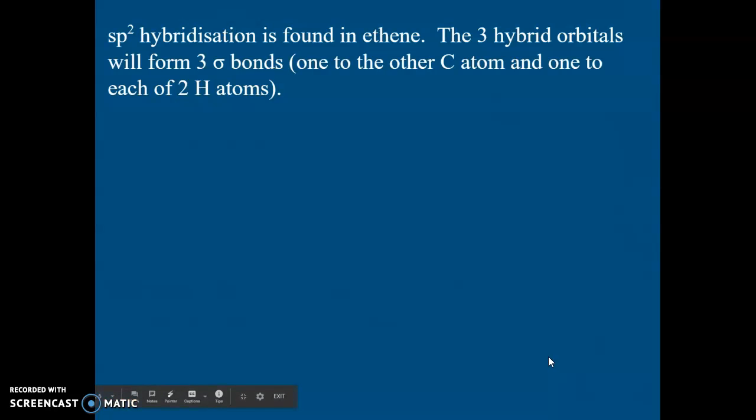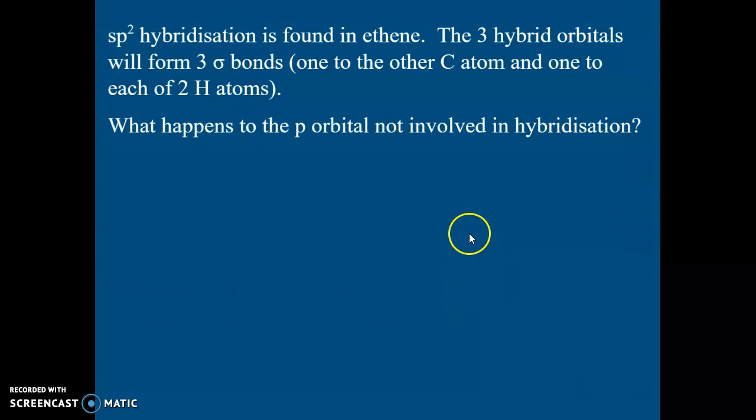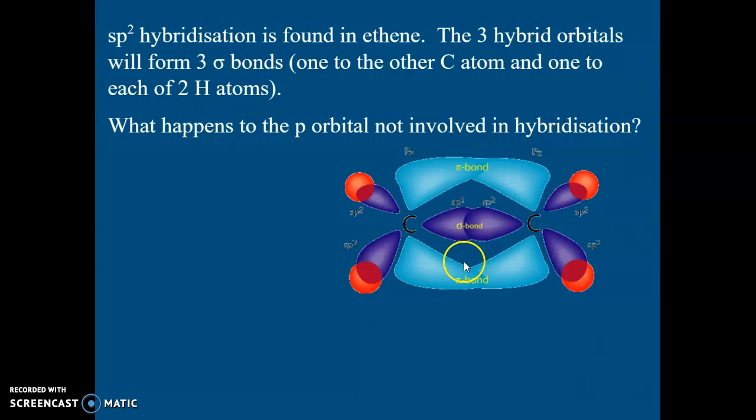The 3 hybrid orbitals form 3 sigma bonds: one to the other carbon in ethene, C2H4, remember. Just draw yourself a quick Lewis structure to remind yourself if you need to. One to the other carbon atom, and one to each of the 2 hydrogen atoms that that particular carbon is bonded to. And then what happens to this other p orbital? Well, that goes on to form a pi bond, sorry about the horrific picture, with electron density above and below the trigonal planar part. So it goes on to form that pi bond.